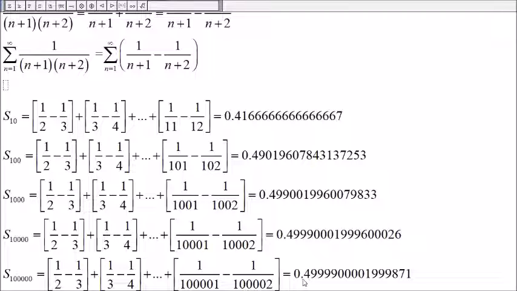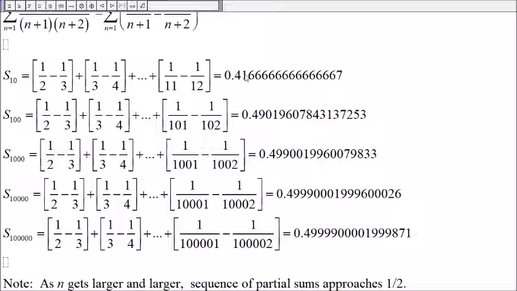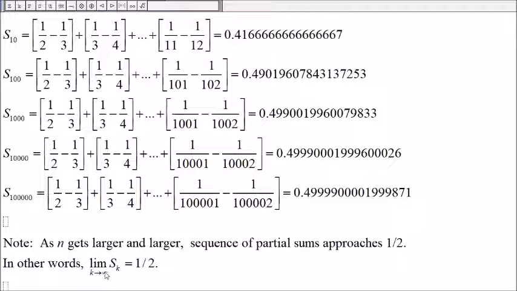100,000 terms is 0.49999. And so it looks like as n gets larger and larger, the sequence of partial sums, these are called partial sums, is approaching 1/2. So that's what it looks like from these numbers. The pattern looks like the limit of s of k as k approaches infinity, the sum of the infinite number of terms, is approaching 1/2.